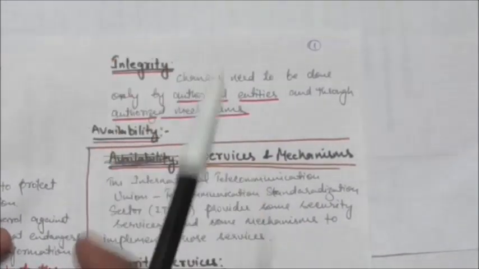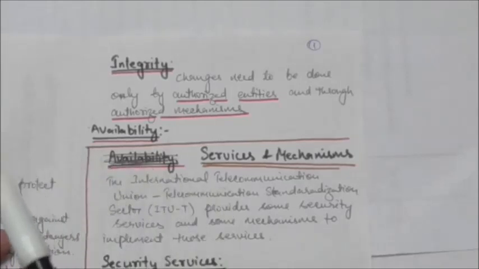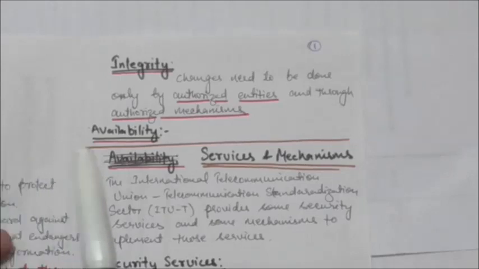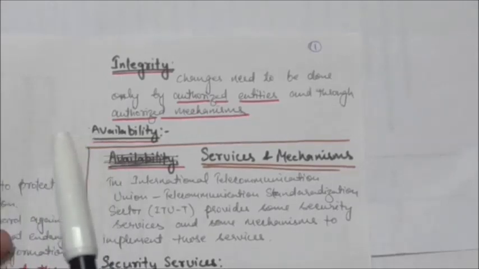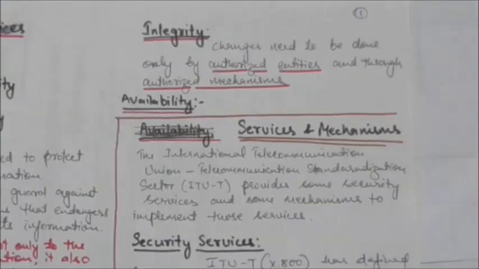Information needs to be changed constantly. So integrity means that the changes need to be done only by authorized entities and through authorized mechanisms. Integrity violation is not necessarily the result of a malicious act. An interruption in the system, such as a power surge, may also create unwanted changes in some information.